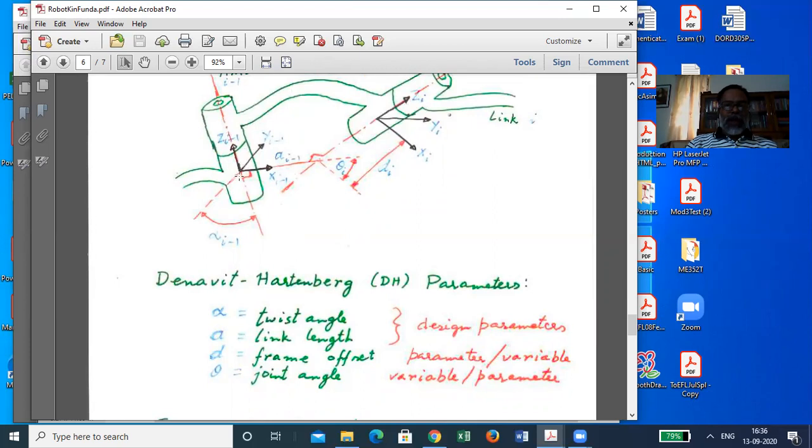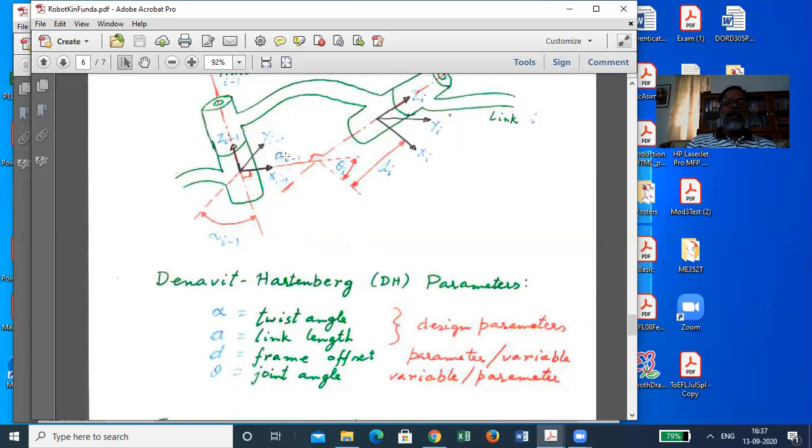If the link were straight, that is, if the two axes were parallel, then the distance between the two axes would be constant all through, and that would be the link length. That would be the length of this link from here to here. So even if it is twisted, this quantity, the length of the common perpendicular, is called the link length, and that is denoted as a i minus 1. So we start the game with a 0.